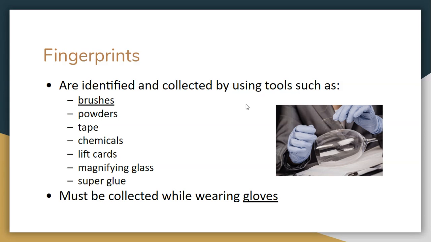You identify these using tools such as brushes, different powders, different chemicals, and then super glue. And then you would collect them using a magnifying glass to determine if they're usable, and then you lift them with tape, you put them on a lift card. So you have to collect fingerprints using gloves because you have fingerprints too. So you don't ever touch anything that might have fingerprints on it with your bare hands.